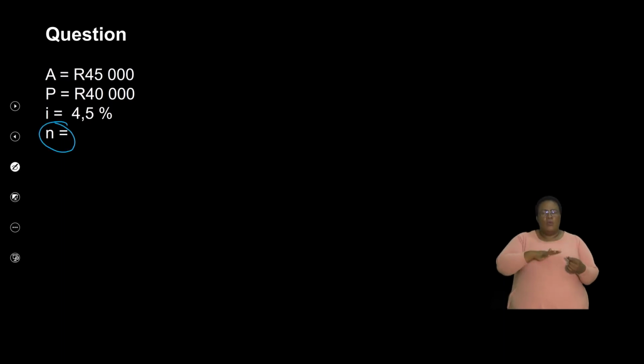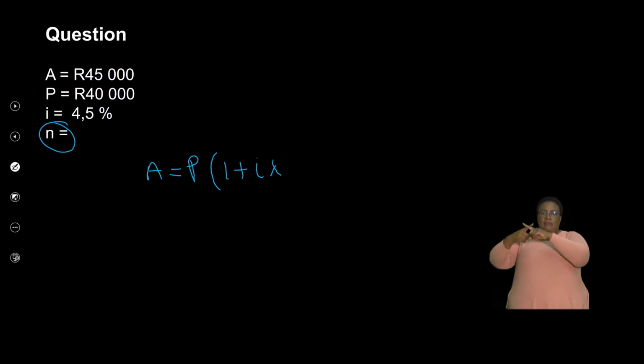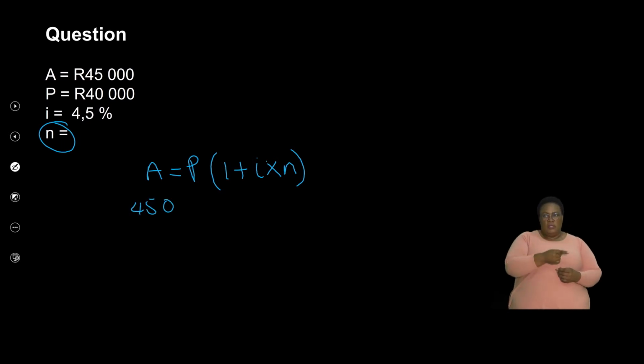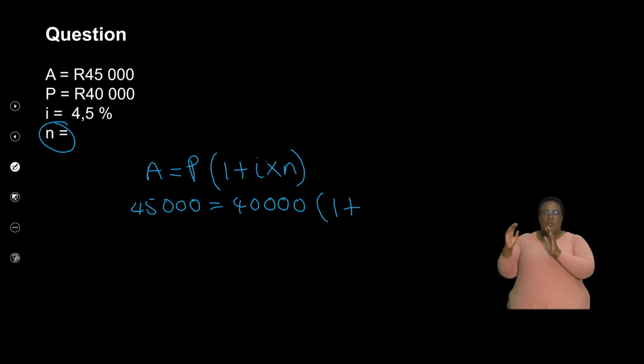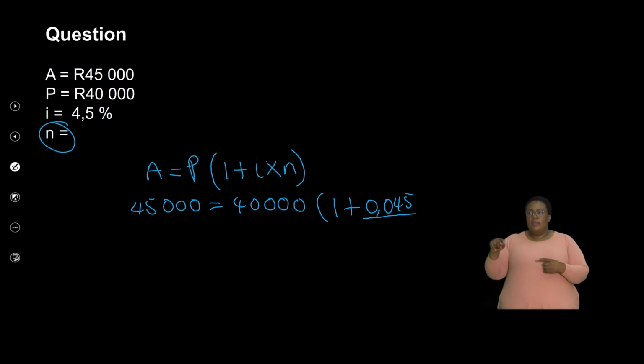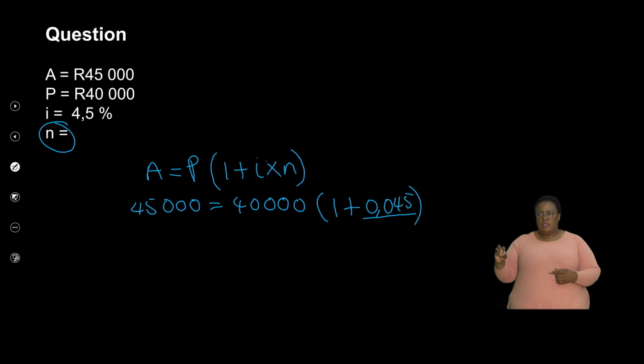Now, they want us to find the value of n. So, remember the formula is A. You always start with the formula, guys, please. A is equal to P(1 plus i multiplied by n). Our big thing here is to find what the value of n is. Our value of A we know is 45,000, and the value of P is 40,000, and 1 plus my interest was 4.5, so that makes it 0.045, divided by 100, so I don't really need to include the divide there, and I must multiply this by n.